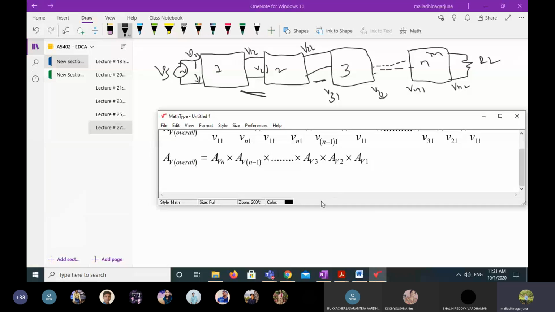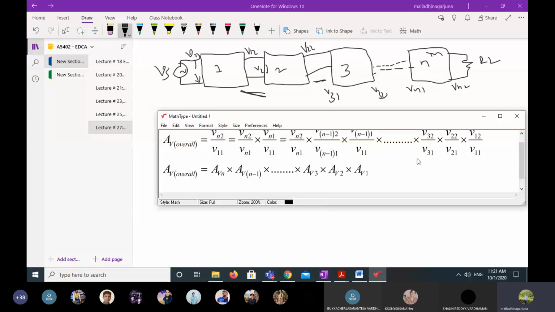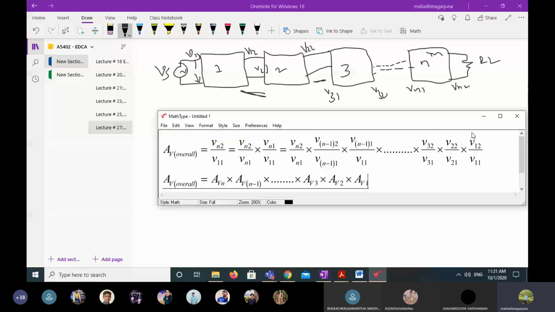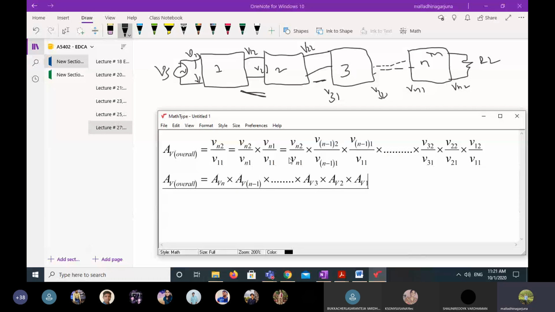Okay, you can convert like this. If you keep on going, what happens is the overall voltage gain is equal to AV1 into AV2 into AV3 and so on. Suppose there are 10 stages: AV1 into AV2 into AV3 and so on up to AV10. So the product of individual voltage gains is equal to the overall voltage gain.